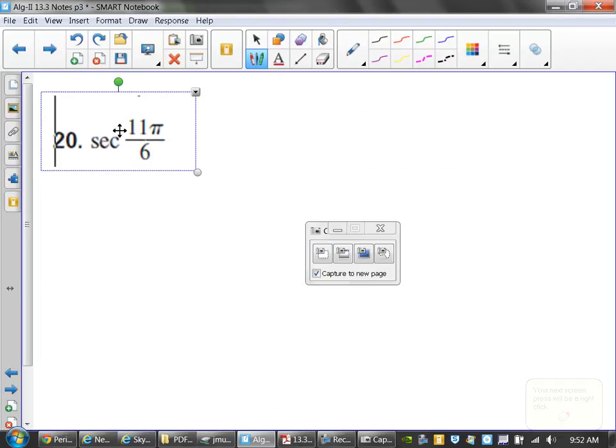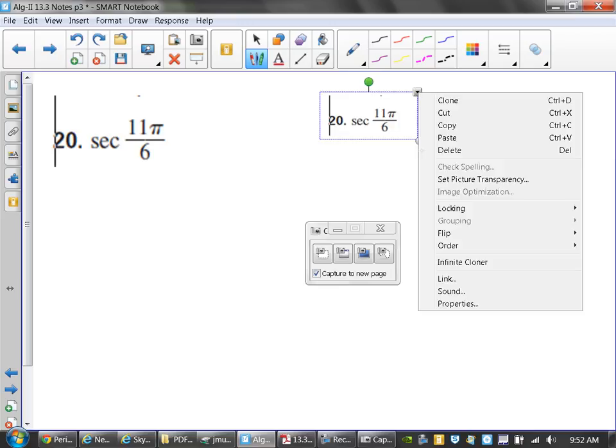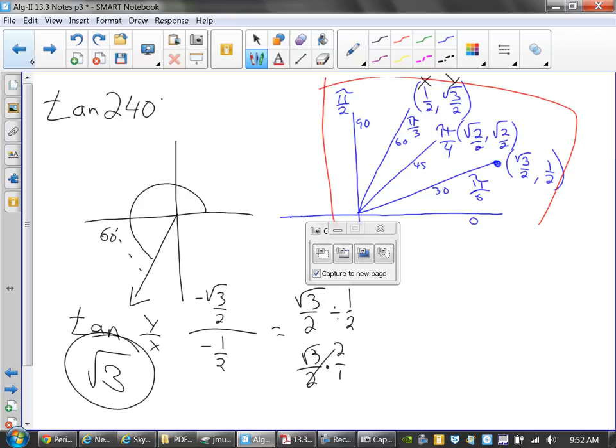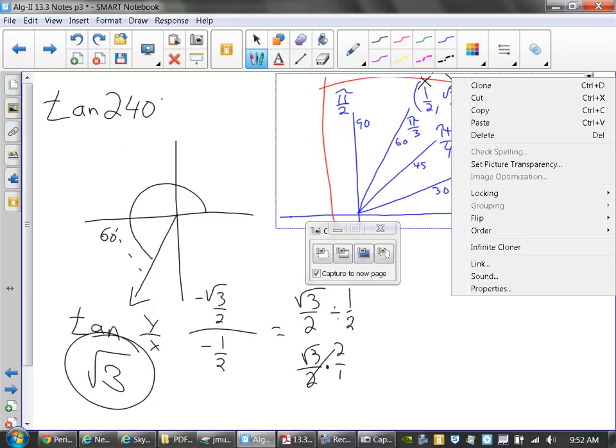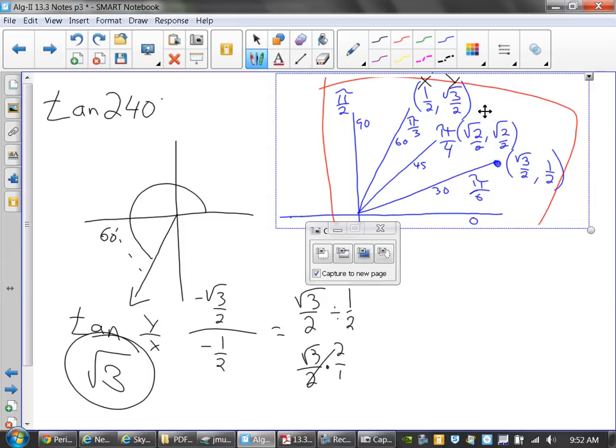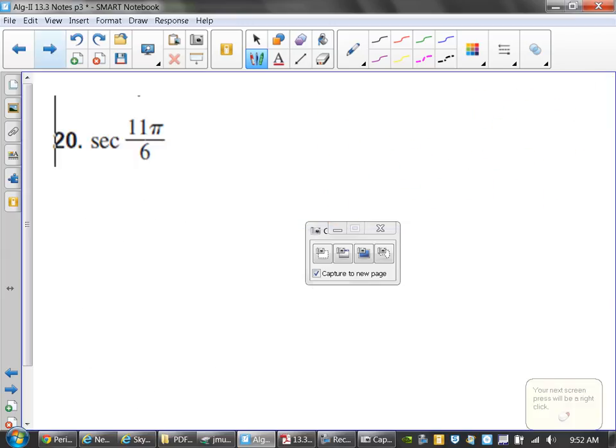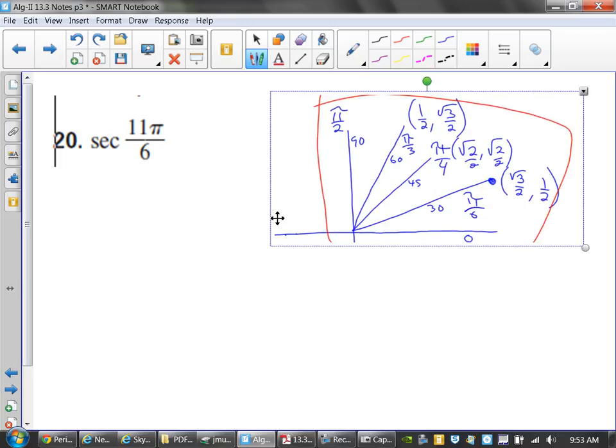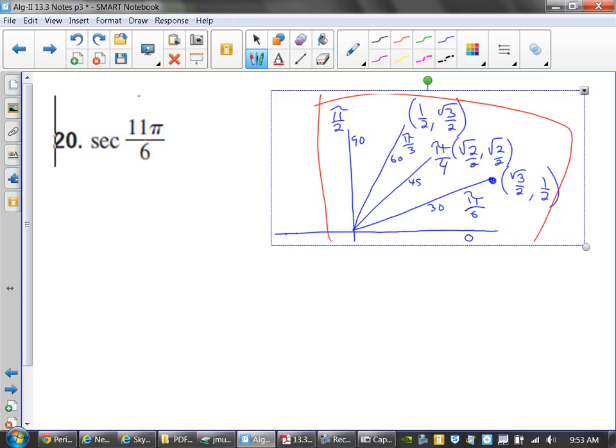Secant 11 pi over 6. It's going to be exciting. Oh boy, isn't it just something fun to look forward to? Yeah, right. Are you going to go? No. Secant.